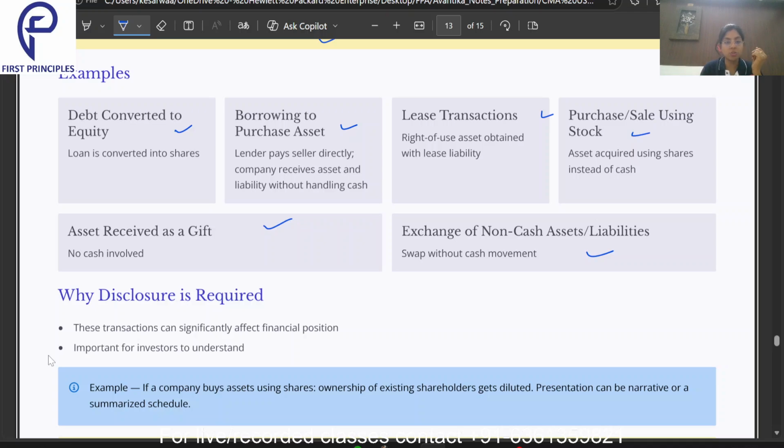Now why is disclosure required? Because these transactions can significantly affect the financial position, and it is important for investors to understand. For example, if a company buys an asset using shares, the ownership of existing shareholders gets diluted. Presentation can be a narrative or a summarized schedule. So that's why it's important for us to disclose these kinds of transactions which are non-cash in nature, but affect the value of our assets and liabilities.